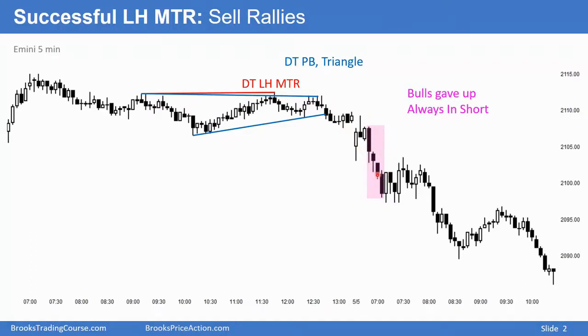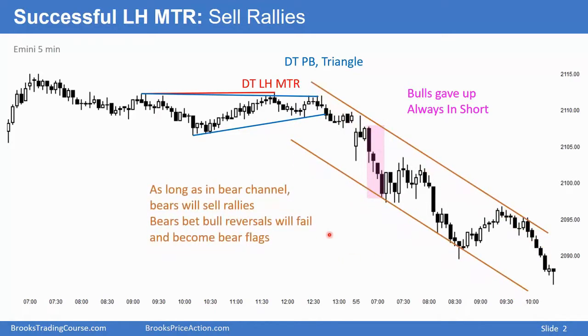It wasn't until here that traders concluded the bull trend had ended and the bear trend began. 2 or more bear bars closing near their lows. The market now is clearly always in short, and the odds are we're going lower. Now the market's forming lower highs and lower lows. It's in a bear trend.